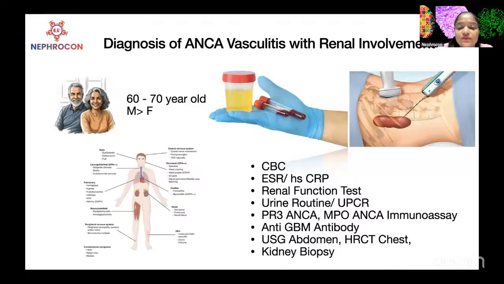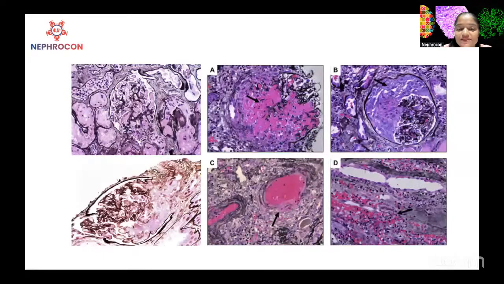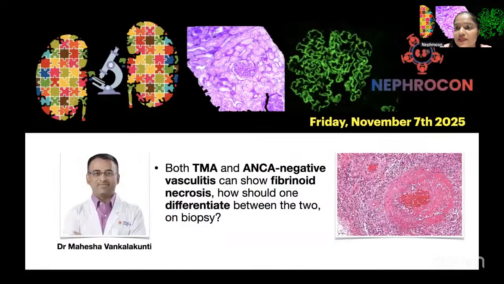So coming to the fact that everything has been done and now we have the biopsy in hand, I'd like to ask Dr. Mahesh sir, everything looks the same to an unskilled eye, like you've already taken a quiz for us. But if both TMA and ANCA negative vasculitis can show fibrinoid necrosis, how should one differentiate between the two on biopsy?